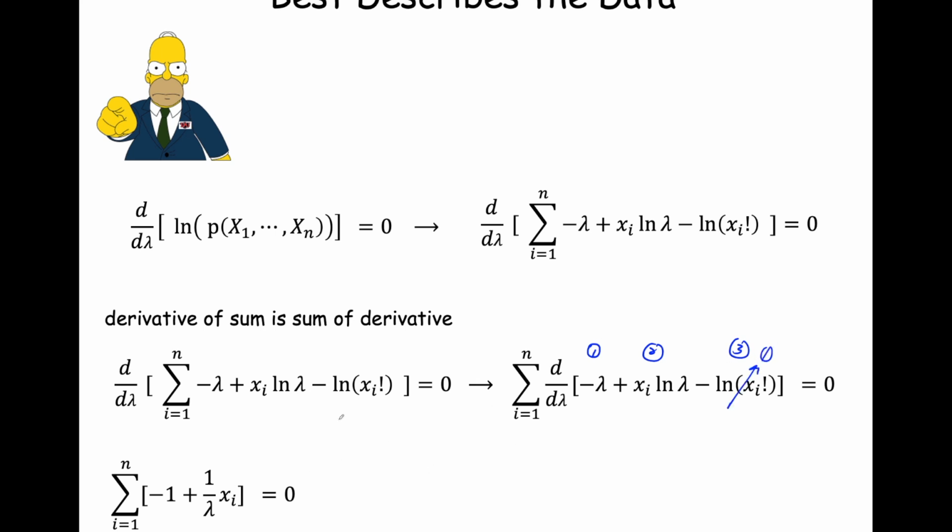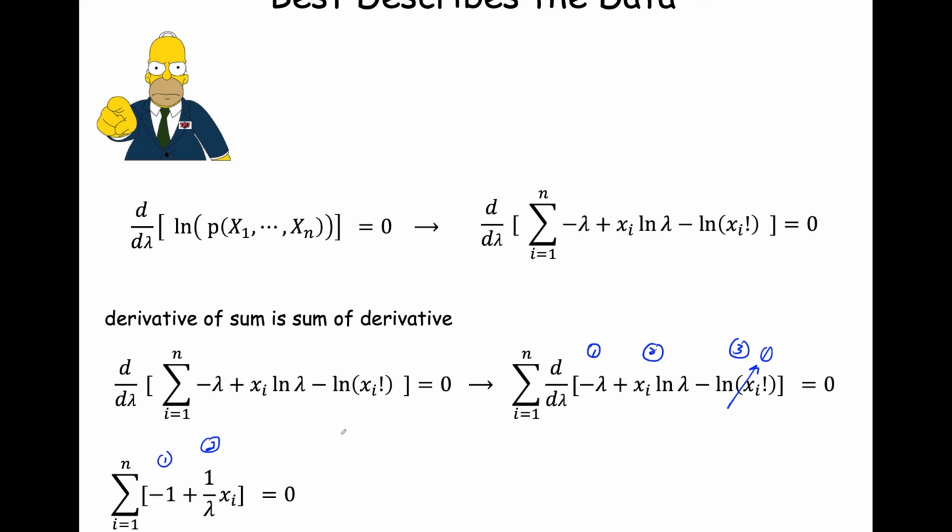So we have minus 1 for the first term, we have 0 for the third term, and then the second term, we have x_i, which is a constant, it's not λ, and we have ln of λ. The derivative of ln of λ, d/dλ, is 1 over λ. So we have, for the second term, 1 over λ times x_i is equal to 0.